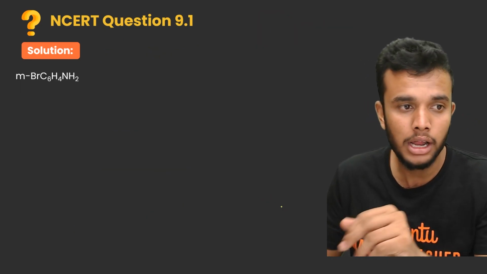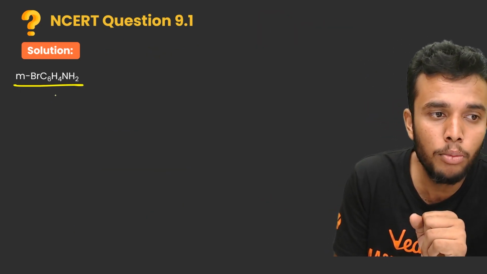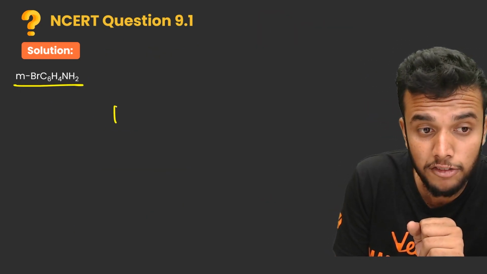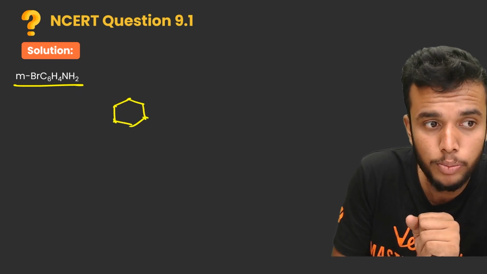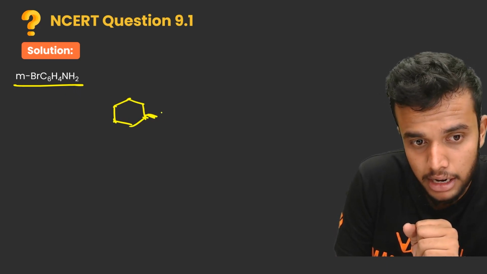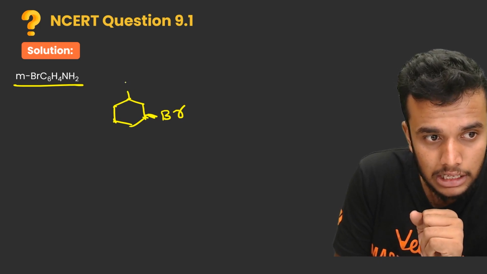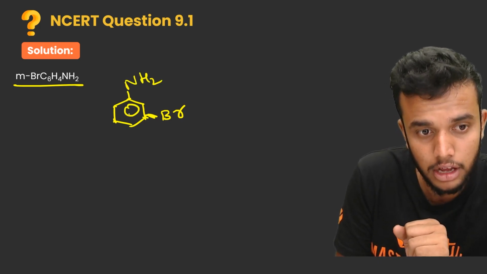Understood, students? Let's move on to the last term, meta-bromo C6H5. Let's write the structure of this compound. The benzene group is there, with the Br group at the meta position. Here the NH2 group is there. This is the structure of the compound.